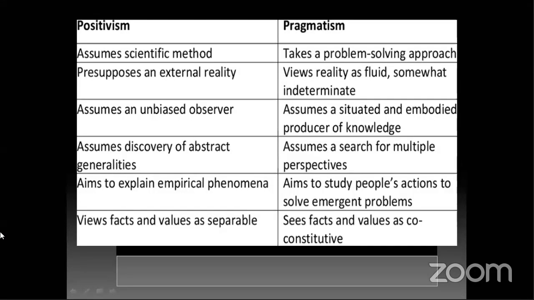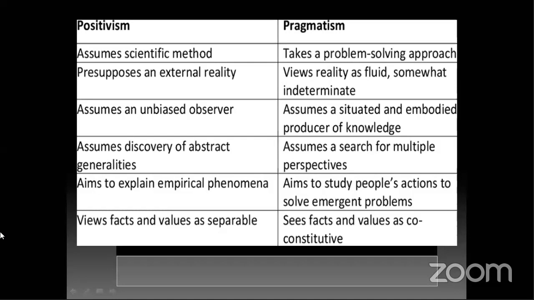Now here you are, the differences between positivism and pragmatism. Positivism assumes a scientific method. Pragmatism takes a problem-solving approach. Positivism presupposes external reality, while pragmatism views reality as fluid, somewhat indeterminate. Positivism assumes an unbiased observer. Pragmatism assumes a situated and embodied producer of knowledge.